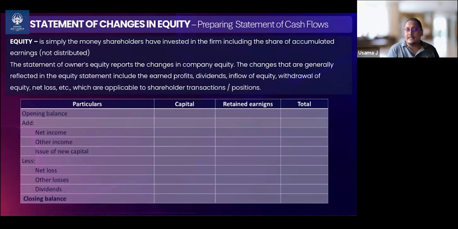What are the reasons that you can see additions coming across? Net income, any other income, issue of new capital. Right? Other income, guys, these are investment in financial assets, not relevant for our discussion here. Net income, issue of new capital will increase the equity. Right?